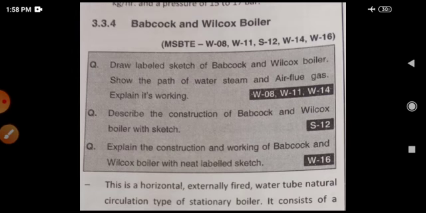Now the next one, another boiler, is Babcock and Wilcox boiler.